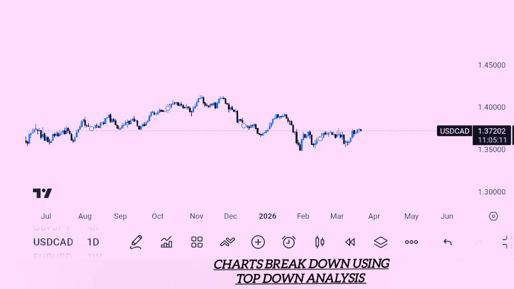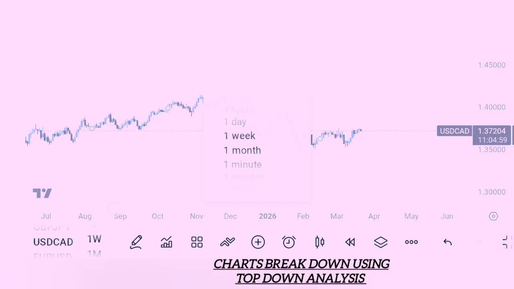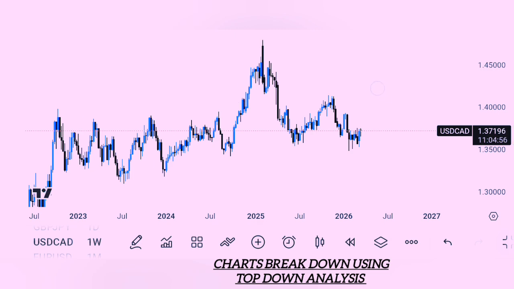So we are going to start our analysis. As usual, we do the top-down analysis, and with the top-down analysis we start analyzing from the higher time frame to the lowest time frame possible. So we are going to start on the weekly time frame. Let's go to the weekly time frame, and here is the weekly time frame.